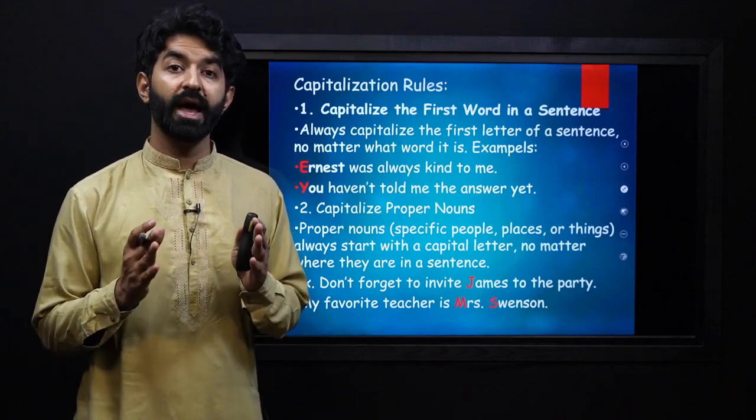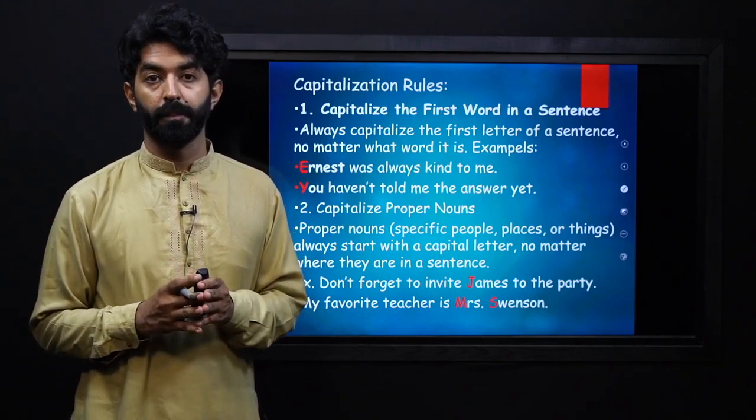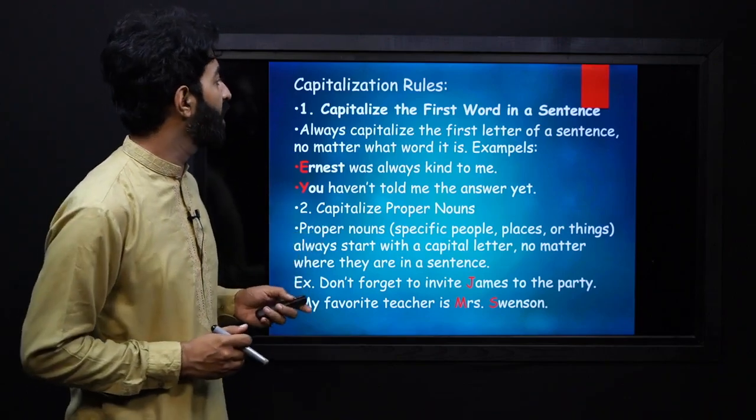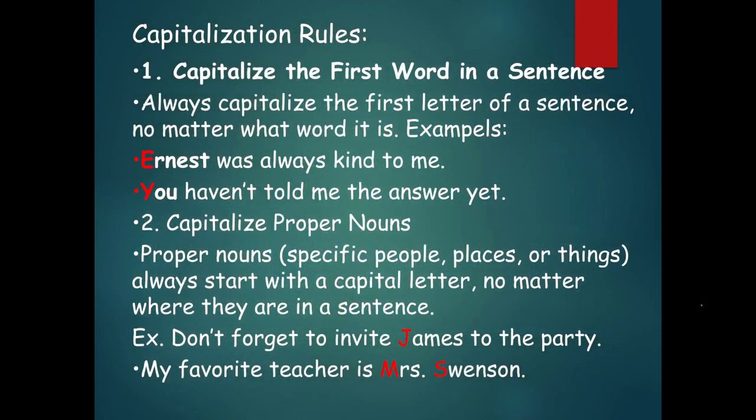Now, after being done with apostrophe, we are going to talk about capitalization. We have 10 rules for capitalization and using them correctly. Let's see them one by one. Number one is capitalize the first word in a sentence. Always capitalize the first letter of a sentence, no matter what word it is.